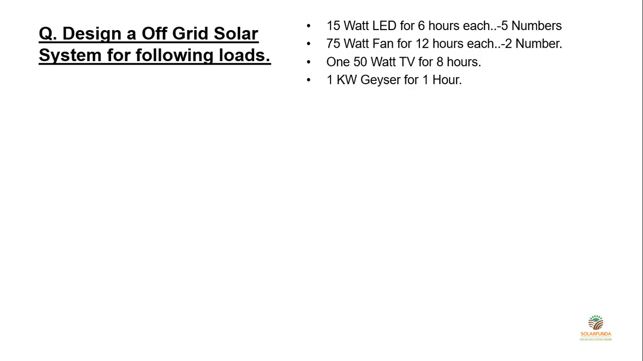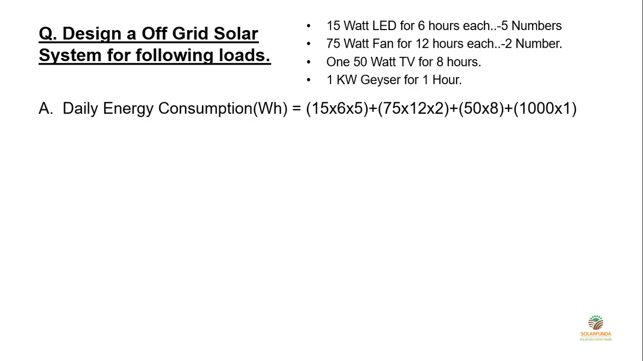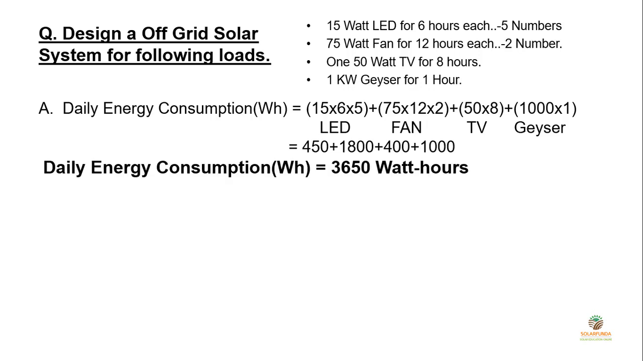Let's get started. Here I have to design an off-grid system for the following loads, which you can see on the slide. We have LED lights, fans, a TV and a geyser. I will find out daily energy consumption by multiplying their wattages, their number and their working hours. Summing them up, I will get a final answer as 3650 watt hours.